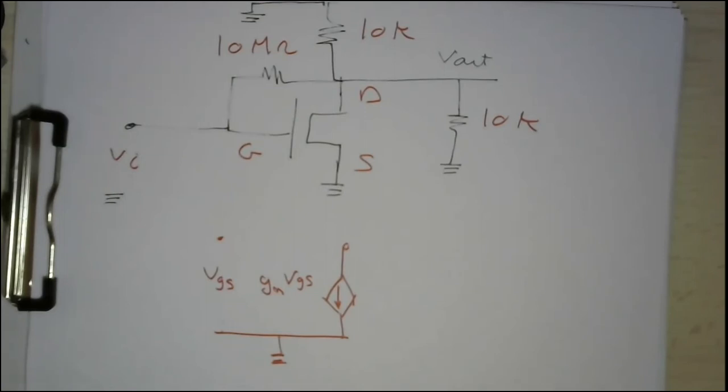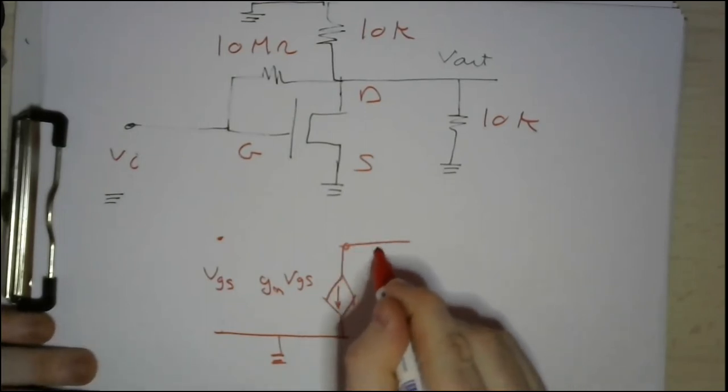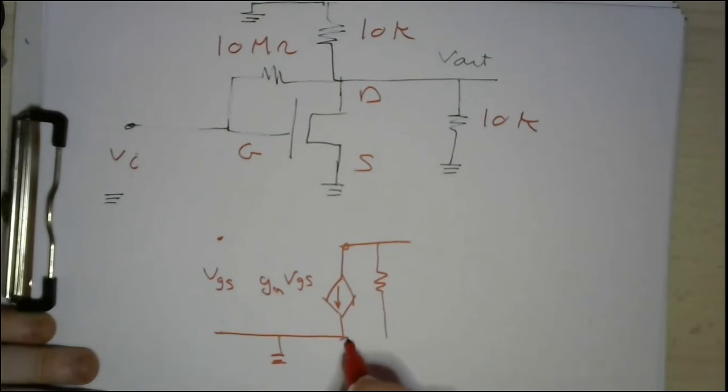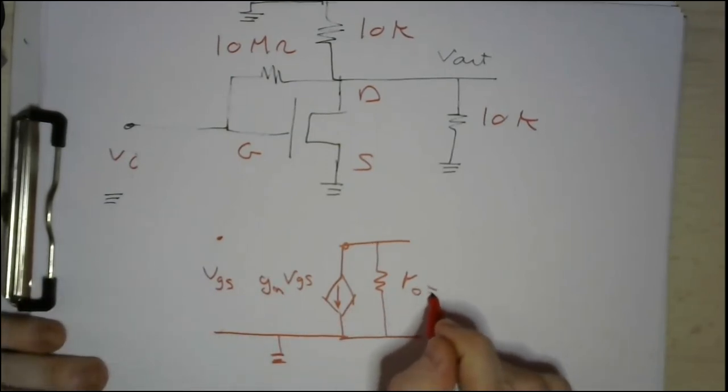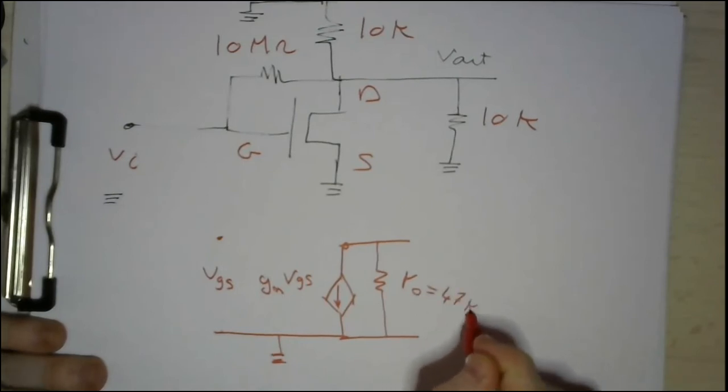This model can also include what we call the output resistance, r o. This r o, if you remember, is an output of the channel length modulation effect. There is a way where you can calculate this r o. However, within the scope of this course, we will not consider this. So it will be given in your exam. For example, in order to make the problem more challenging, I will consider this r o equal to 47 kilo.